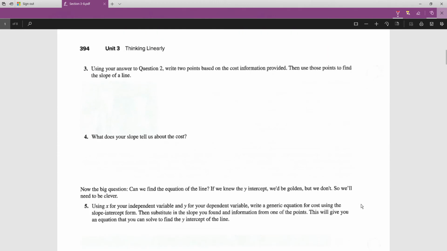So using that information, can we write 2 points based on that? We're thinking of X as corresponding with our independent variable, which again is the number of people, and cost working with the Y. I'll write that down just so you can see that. Number of people is represented by X, and the cost is represented by Y. And so we're going to write 2 points, and then we're going to use the points to find the slope of the line using our slope formula.